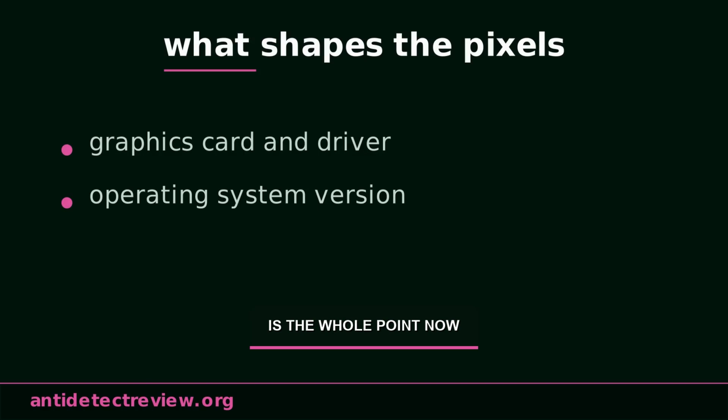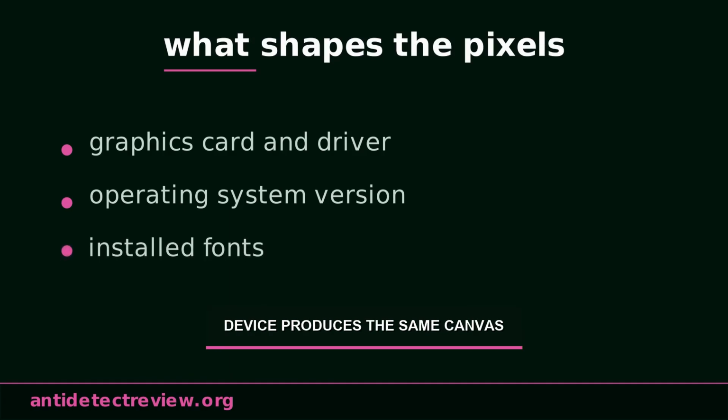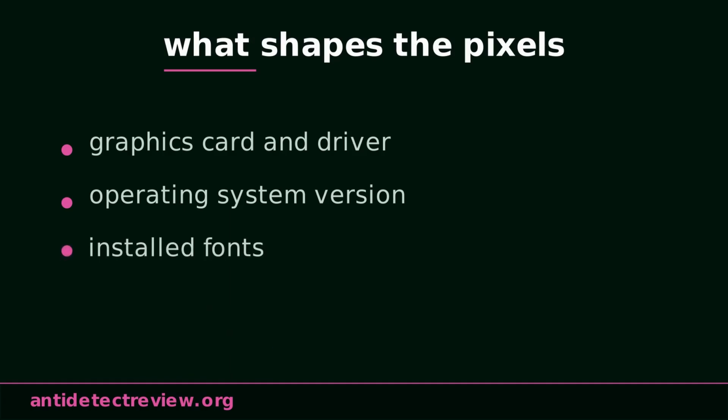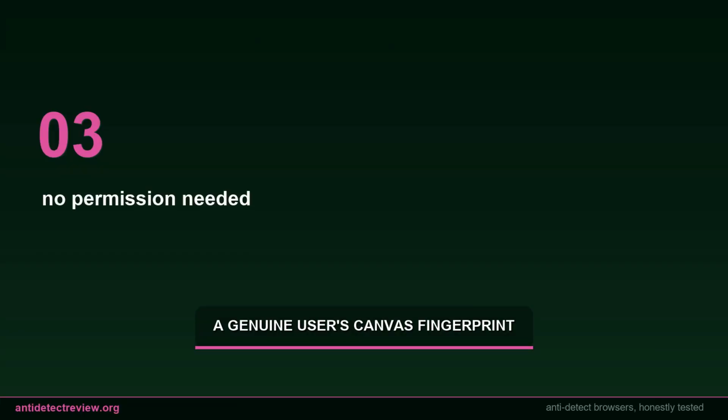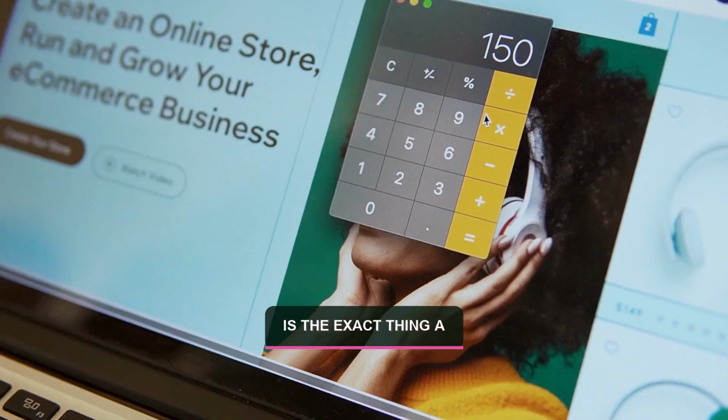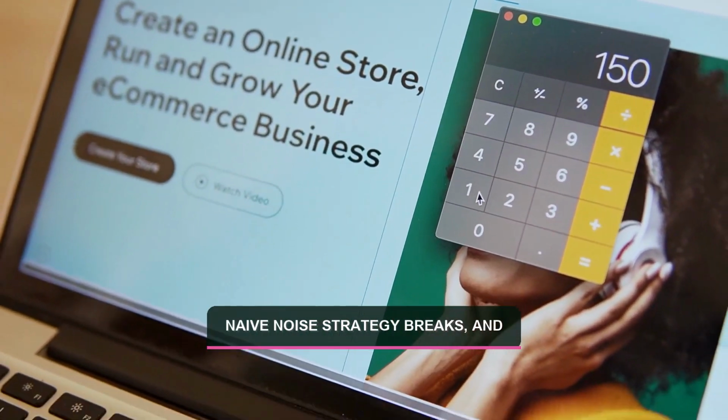Stability is the whole point. Now the key idea that everything else hangs on. A real device produces the same canvas value every time. Reload after reload, day after day. That stability is normal and expected. A genuine user's canvas fingerprint does not change between page loads, because their hardware and drivers do not change between page loads. Hold on to that, because it is the exact thing a naive noise strategy breaks, and breaking it is what gets a profile noticed.